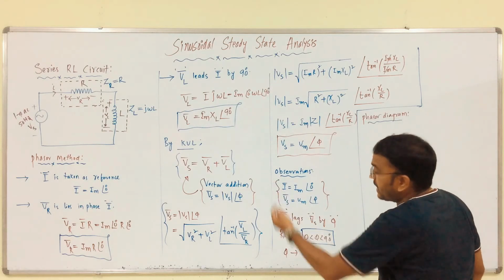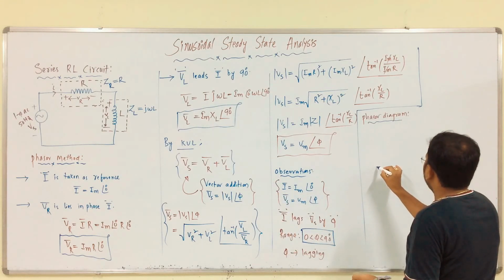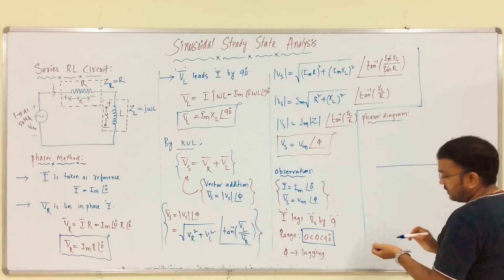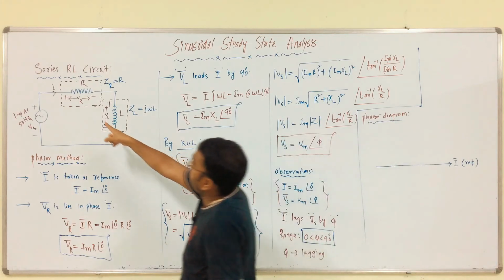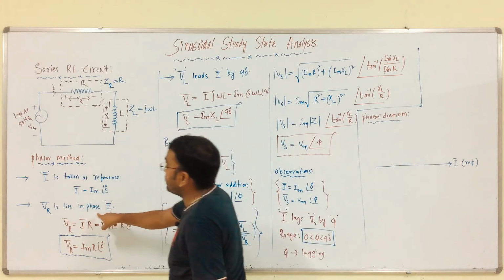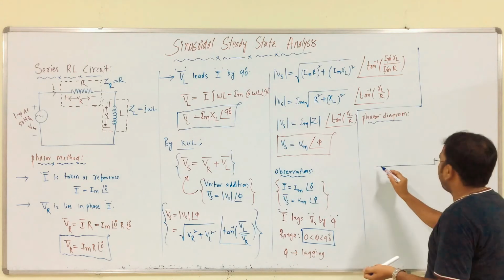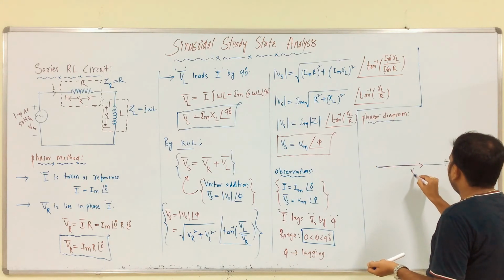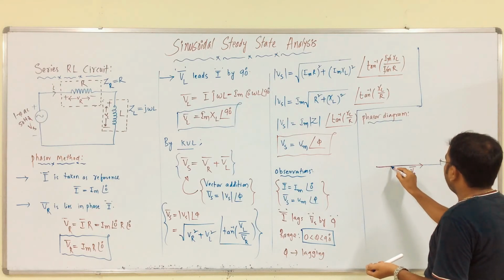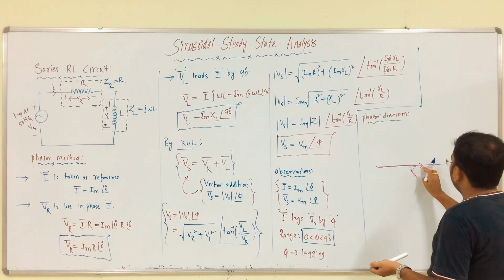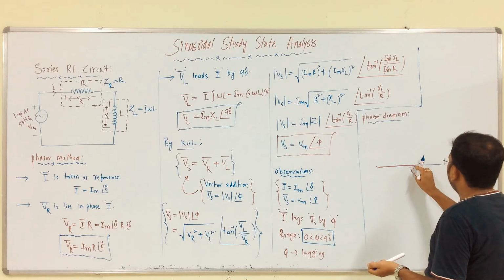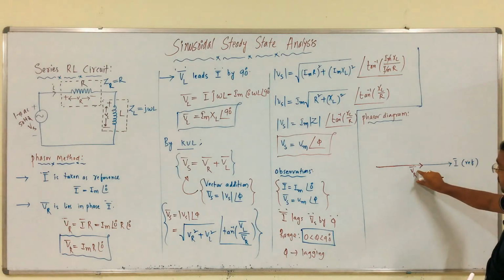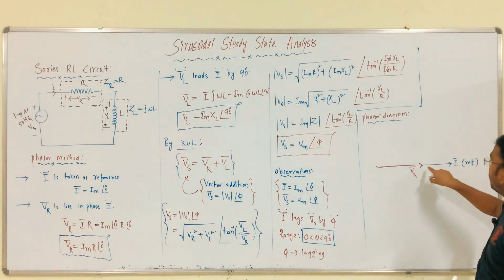See, current is taken as reference, right? So, current is taken as reference. After that, VR, the voltage across the resistor, lies in phase with the current phasor. So, from here to here, this is what? Voltage, clear? Current is taken as reference, the voltage across resistance is in phase with current, clear.